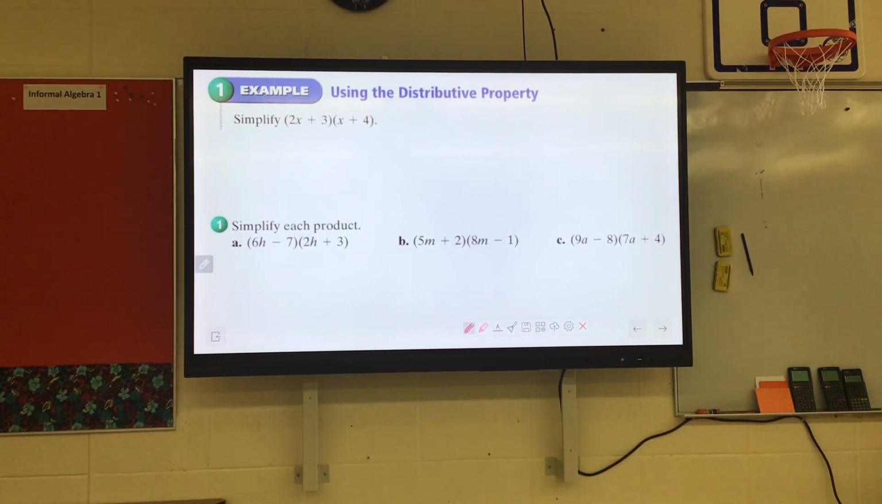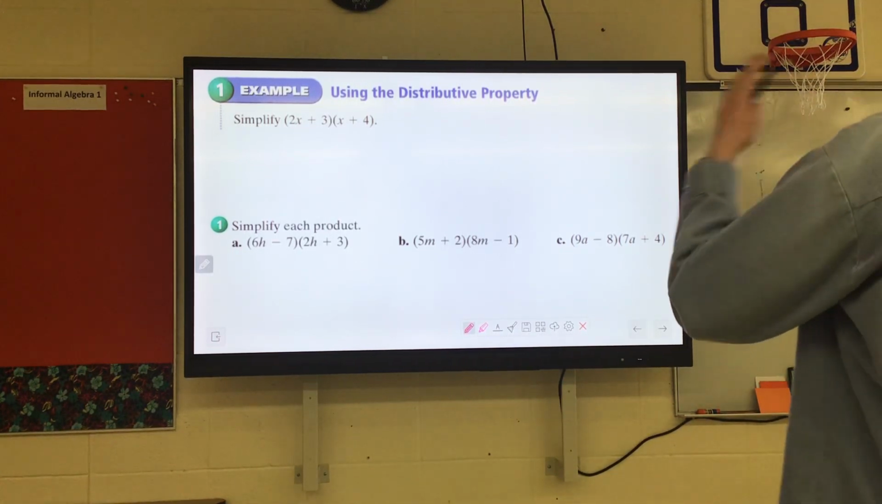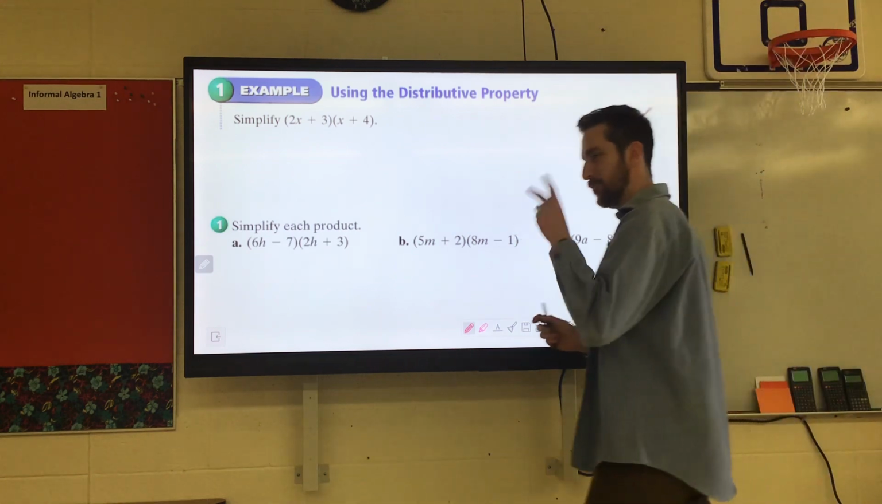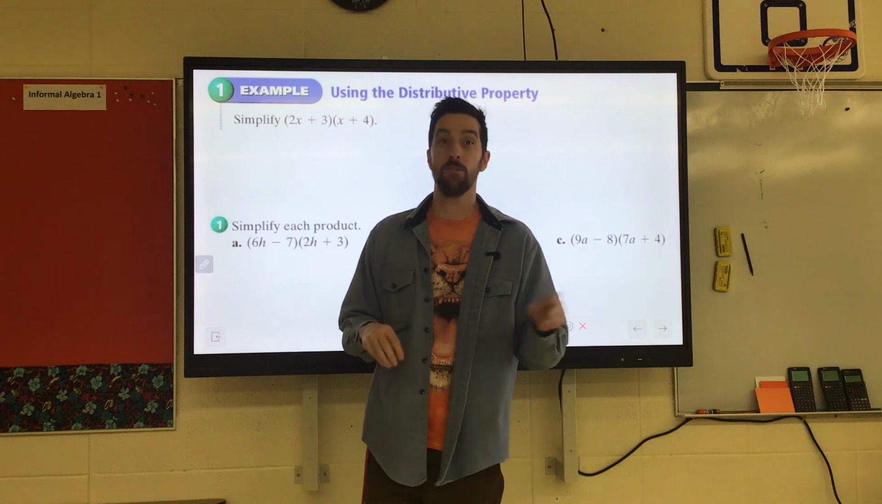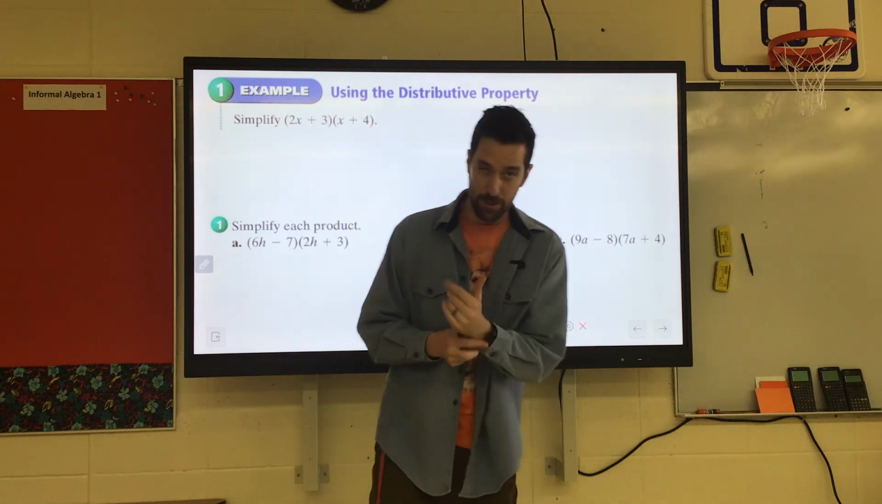Today we're going to start multiplying binomials. A binomial is like two terms, and we're going to multiply it with another binomial, which is two terms. And we'll build from there, but that's where we're going to start.